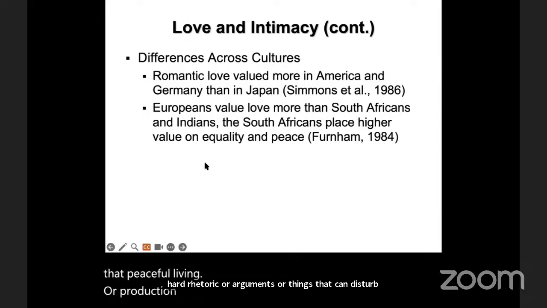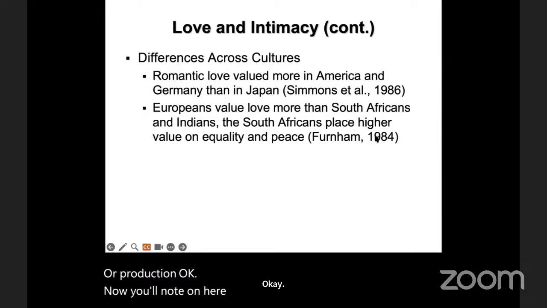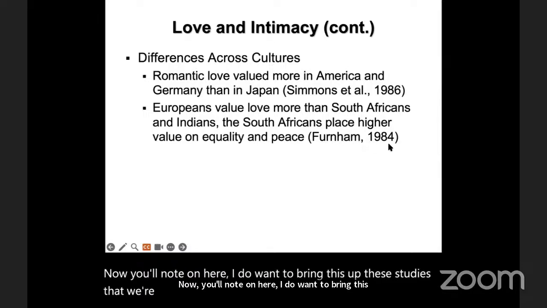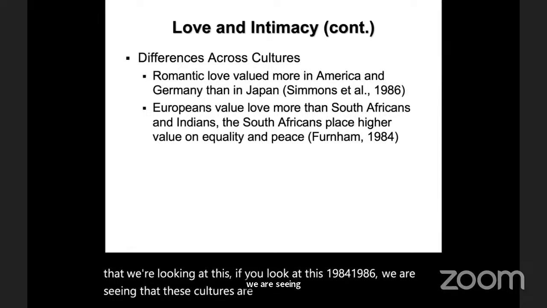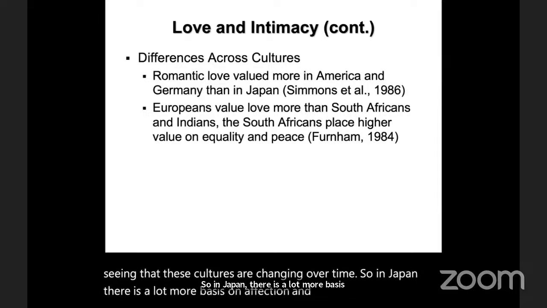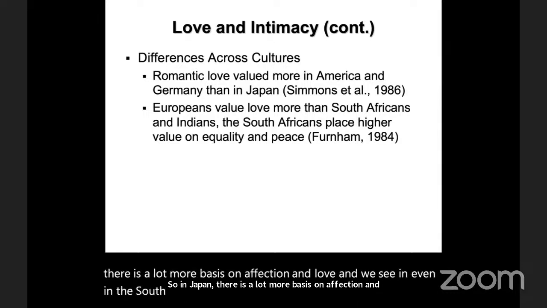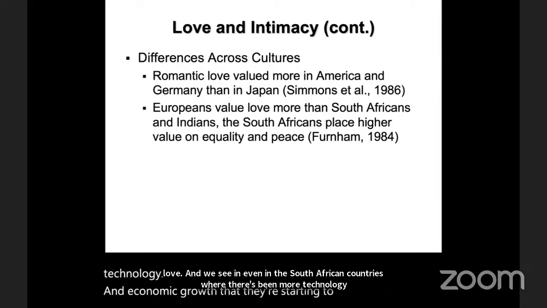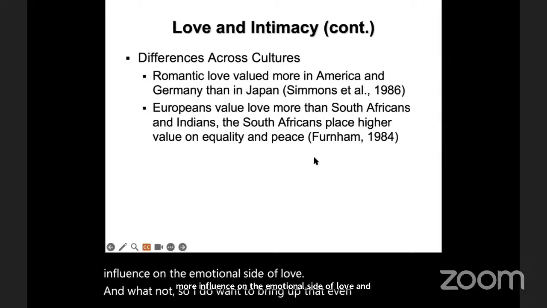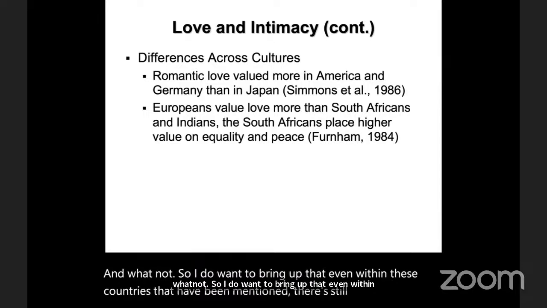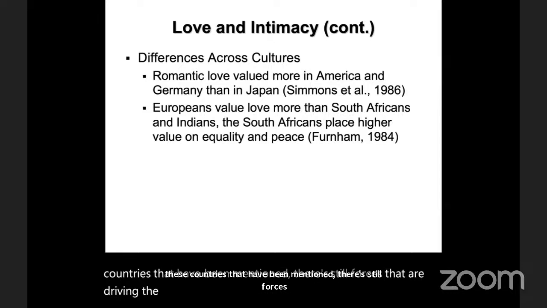Okay. Now, I do want to bring this up: these studies that we're looking at, if you look at 1984, 1986, show that these cultures are changing over time. So in Japan, there is a lot more basis on affection and love. And we see even in the South African countries, where there's been more technology and economic growth, that there's starting to be more influence on the emotional side of love. So I do want to bring up that even within these countries that have been mentioned, there are still forces driving the way they see relationships.